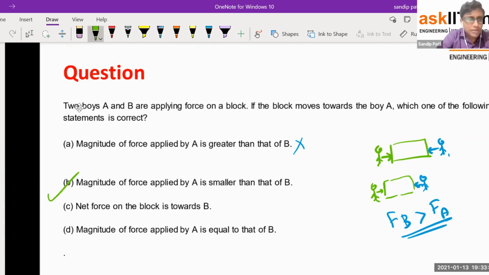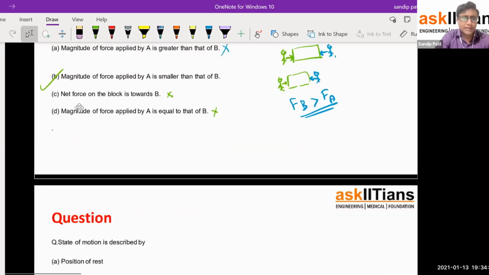Let's read out the other options too. Net force on the block is towards B. No, it is towards A, because the block is coming towards A. Magnitude of force applied by A is equal to that of B. Obviously not. If it was equal force, then we could have said it is in equilibrium and the block would be at rest. But the block has moved, so this is also wrong. Okay, simple. Now let's move to the next question.